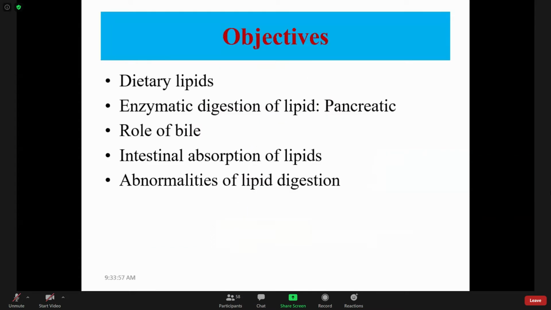After the completion of this session, you will know what dietary lipids are and how these dietary lipids are digested in our body. That means which enzymes are secreted by the digestive system for digestion of dietary lipids. And what is the role of bile? Bile is also present in the small intestine and aids in the digestion of lipids, so you will learn how it is involved. After that, you will learn the process by which the hydrolytic products of lipids get absorbed from the lumen of the intestine into the epithelial cells, that means the enterocytes. Also you will learn about the disorders and abnormalities that may be encountered in lipid digestion.